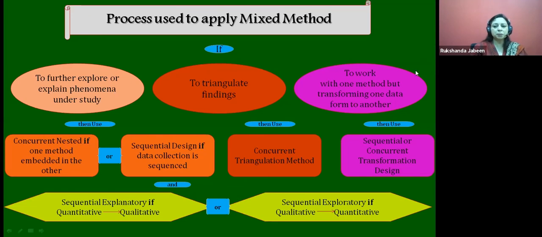So this well explains the strategies that are being used and when to do what. When you require to explain or explore, you look for the sequential or concurrent design. If you are trying to triangulate your findings, you go for the concurrent triangulation method. Or if you have to transform your data and find the conclusion with one method, then the transformative design strategy would be the best to choose.